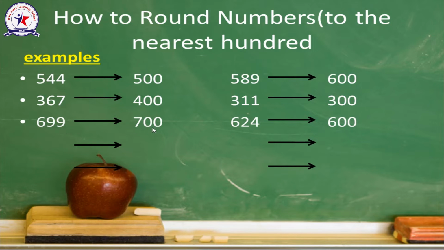699. At first put 2 zeros. Look next door, we have 9. Sure, 9 is greater than 5, then add 1 more. 6 is going to be 7. 624. How can we round it to the nearest 100? At first put 2 zeros because we are rounding to 100. Then look next door at the tens. We have 2. 2 is less than 5, then keep the rest, 6, as it is. Then 624 rounded to 600.